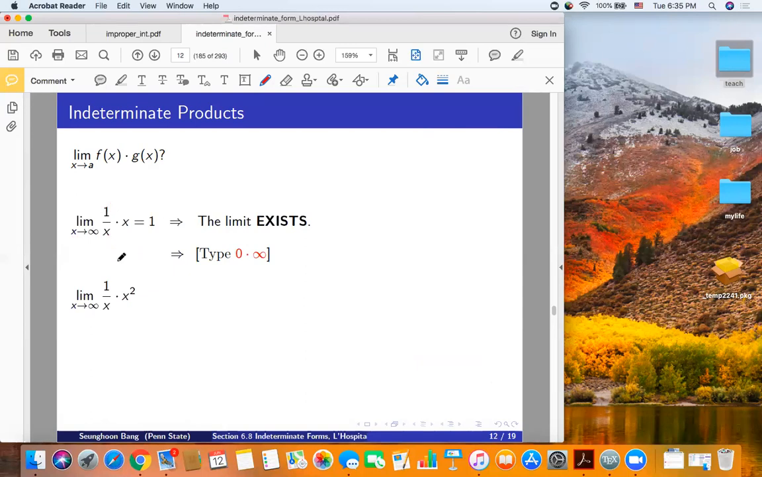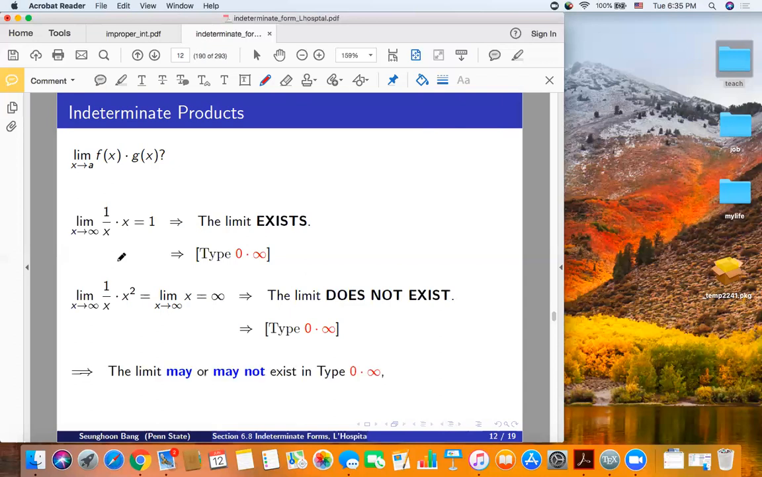Second one, x is crossed out. Limit of x as x value approaching infinity is infinity. Limit does not exist. Type 0 times infinity. What's that? The limit may or may not exist in type 0 times infinity. So we call indeterminate form of type 0 times infinity. 0 times infinity. All right? This is called indeterminate form.